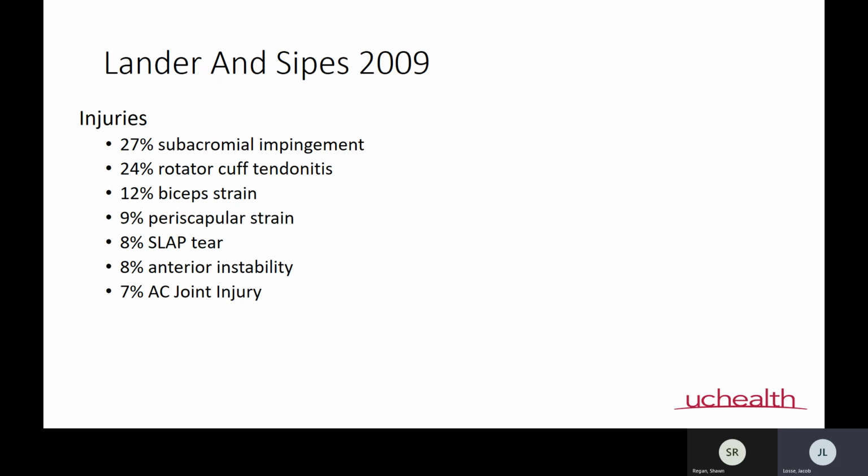Following that, we had about 8% with a superior labral anterior to posterior tear, 8% with a bit of instability, and 7% with an AC joint injury, which we can generally associate more with contact or falling.